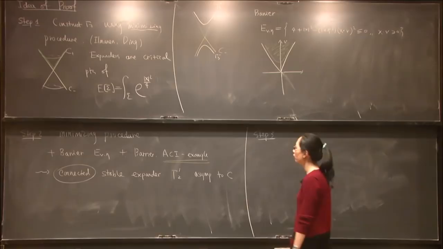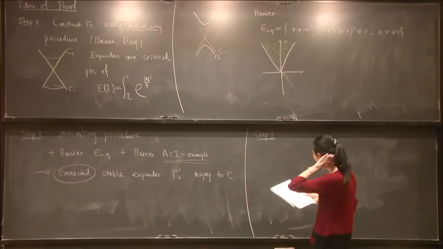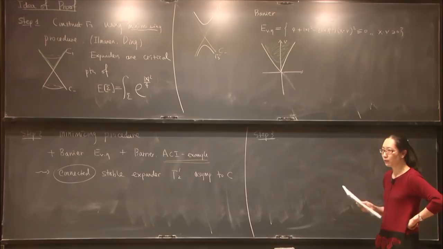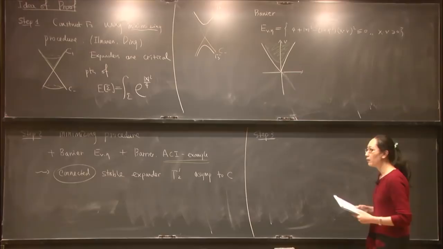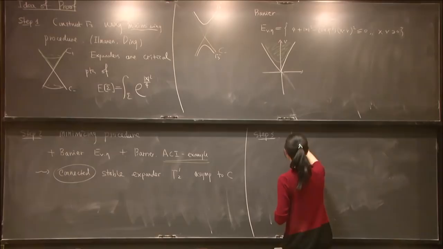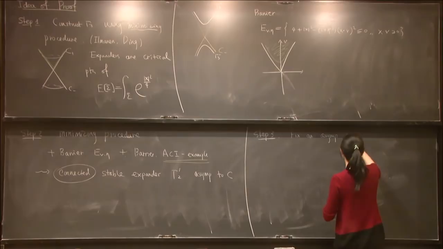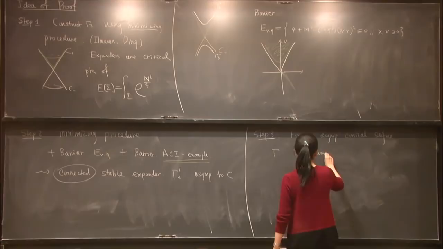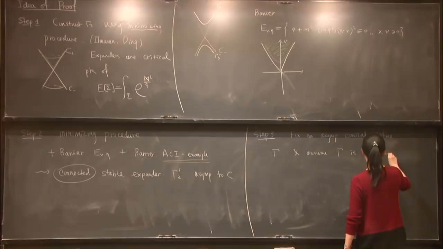Okay, so the third step, as I said, we want to use some continuity method. To actually use that method, we have to pull in some structures on the space of asymptotic cone expanders, right? So I'm going to first fix a conical surface gamma and assume gamma is annular.